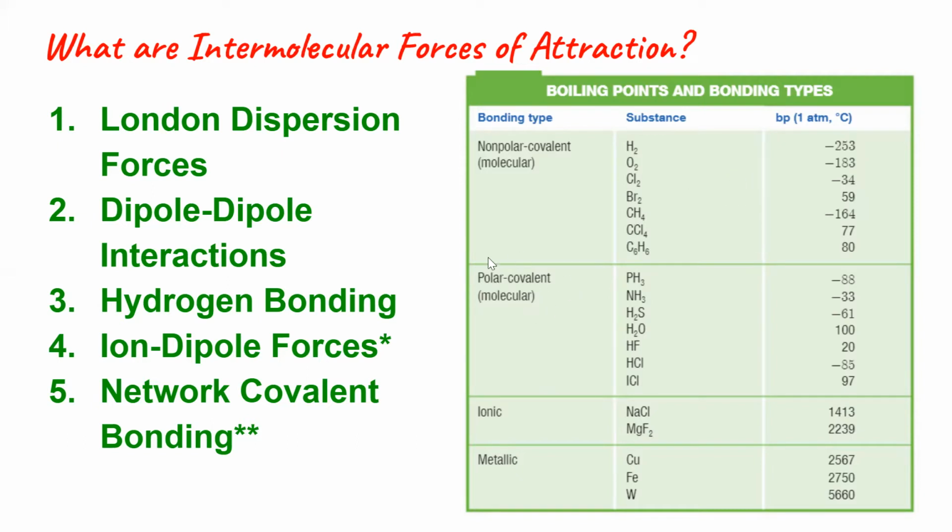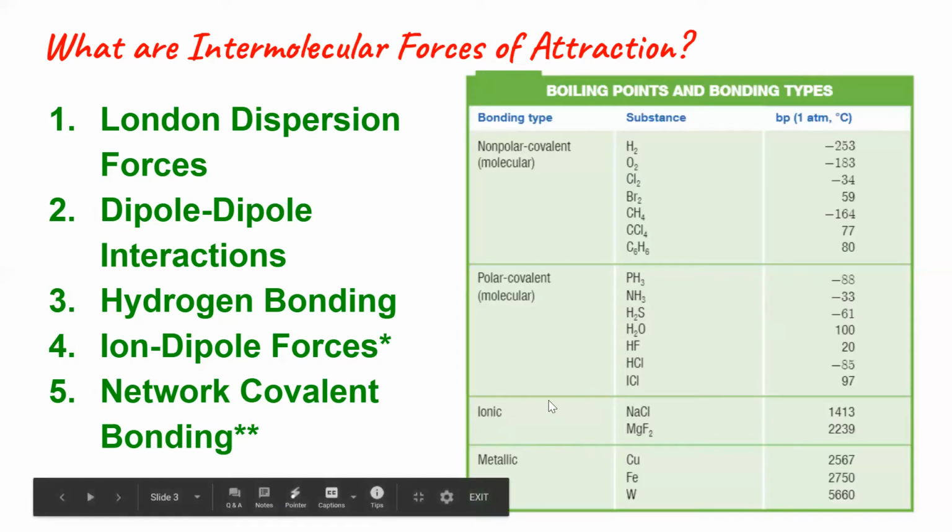The second one that's listed here are polar covalent molecules. Again, these are molecular compounds. And in this case, you're going to notice slightly higher melting and boiling points. So now we're talking about only negative 88 degrees Celsius or negative 33 degrees Celsius. We start to see more numbers that are in the positive portion of the temperature scale. When we go up to ionic compounds, you're going to see these are much higher boiling points. So these are extremely strong bonds, and same thing for metallic where the boiling points are even higher.